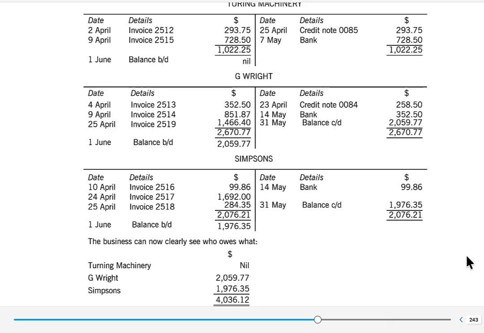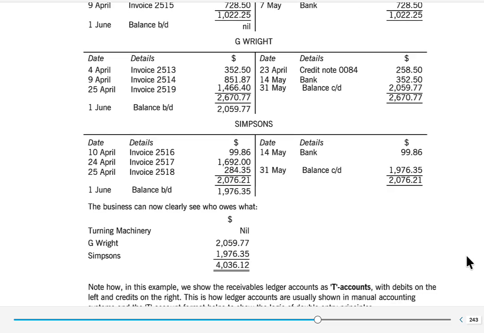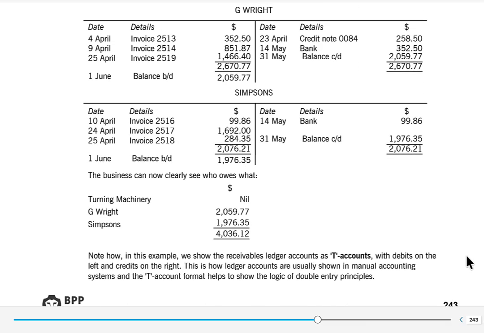3. Reconcile. Total of customer balances must equal trade receivables control account balance. 4. Do not get confused by formats. T-account format and single column format are two ways to present the same information. That completes the remaining part of section 2.1 only.